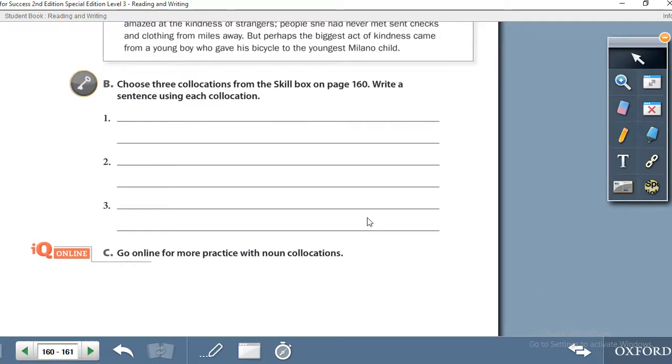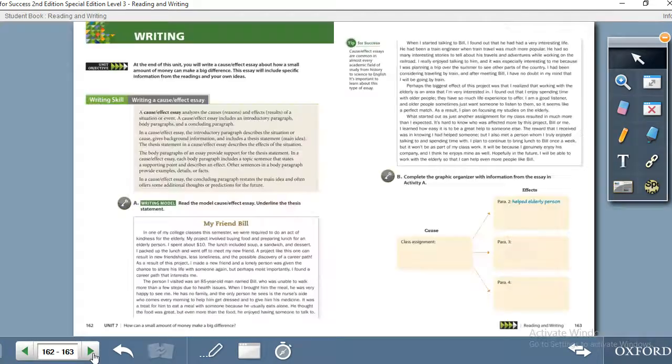Below that, exercise B, choose 3 collocations from the skill box on page 160. Write a sentence using each collocation. So you will choose 3 collocations from the previous skill box on page 160, and then you will write your own sentence using each collocation. You only need to write 3 sentences. Exercise C, go online for more practice with noun collocations. So you can actually go online on your Q Skills account and you can practice using collocations. Okay, so that wraps up your unit.